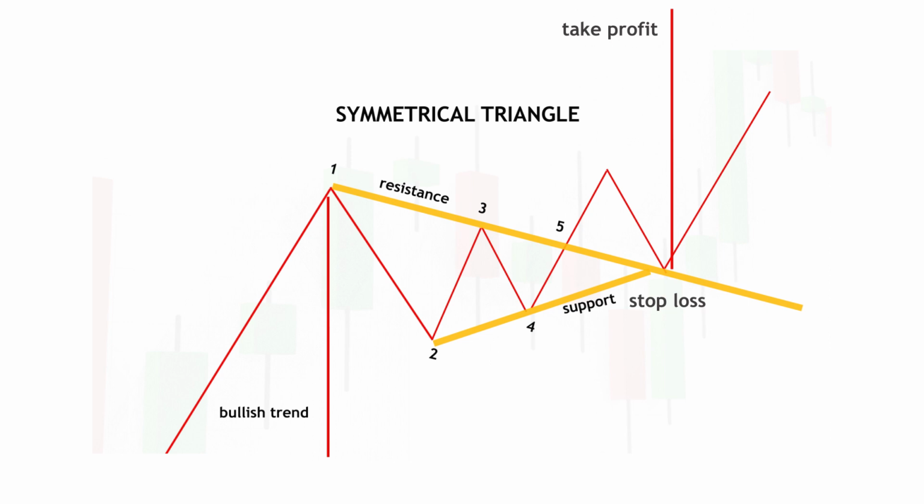equals $17. The stop loss for the symmetrical triangle pattern is often just below the breakout point. Traders will often place a stop loss just below the breakout point.